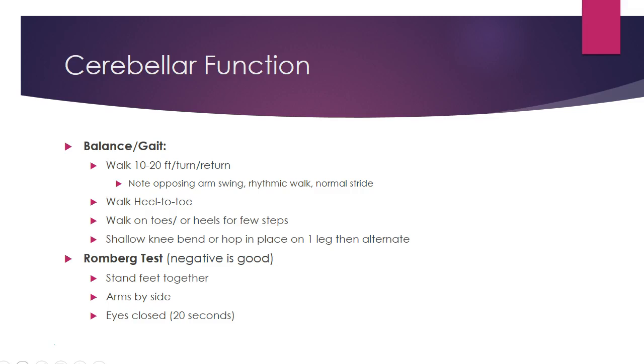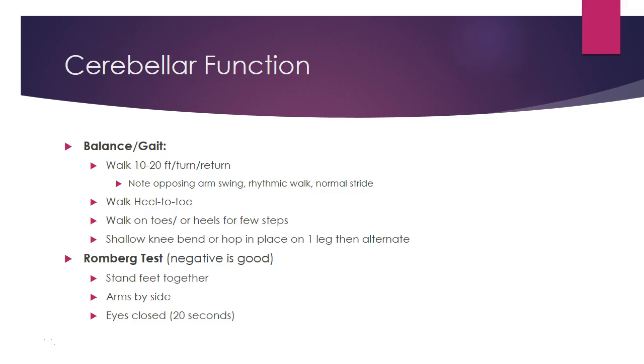You're going to look at their balance and their gait to test their cerebellar function. Have them walk 10 to 20 feet and then come back. You want to have them walk normally to note arm swing, rhythmic walking, normal stride, and then you're going to have them walk heel to toe and then walk on their toes and their heels. Again, this will let us know what their cerebellar function is. So if there's an issue with their cerebellum, you'll see it with walking.